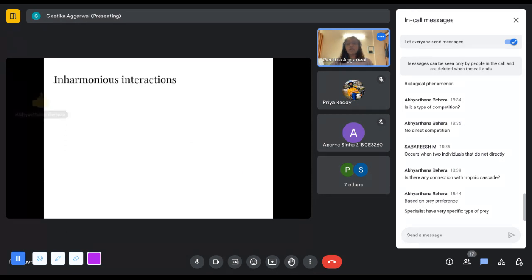Okay, so moving on. Now we come to inharmonious interactions. You all would know inharmonious interactions are basically the ones in which at least one of the parties is negatively impacted. So, four different kinds of inharmonious interactions were talked about during the lectures. Coming to them, first of them is cannibalism. Can you tell me what is cannibalism?